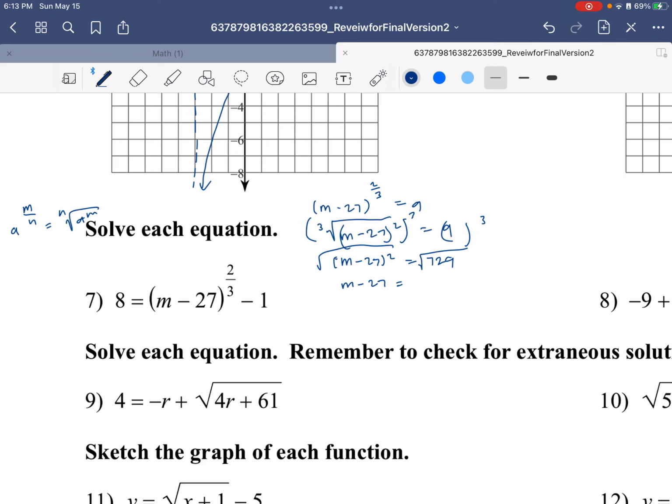The square root of 729 is 27. So we have 27.